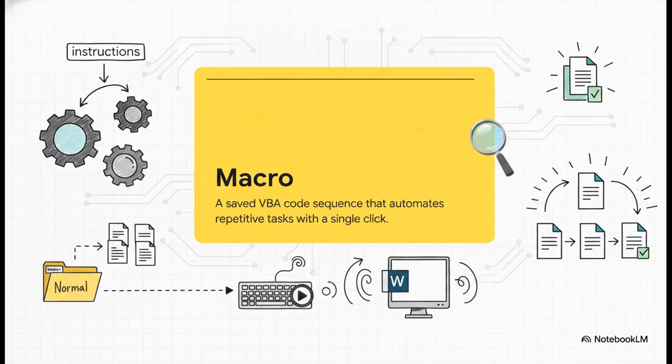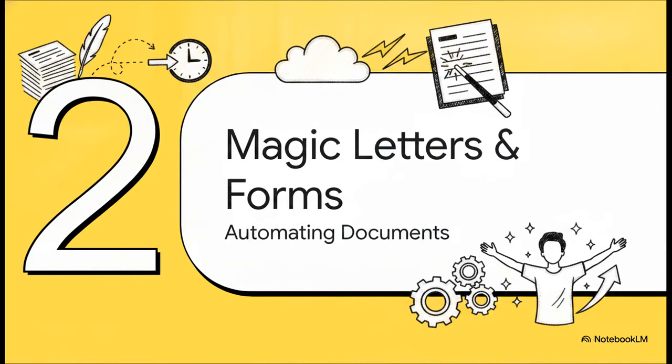Think of it as a saved set of instructions written in a language called VBA that essentially does all the boring, repetitive work for you. And here's a massive secret from our source. If you save this macro to your normal file in Word, instead of just the specific document you're currently in, it'll actually work across every single Word document you ever open on that computer. How cool is that?